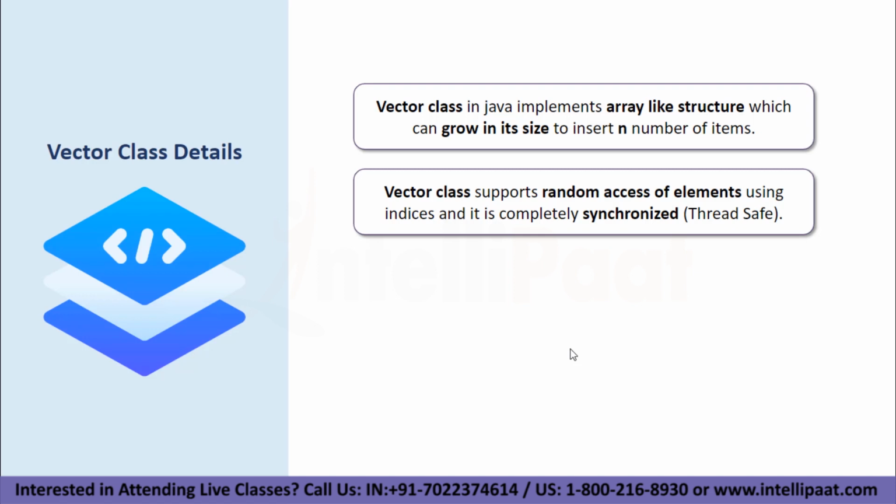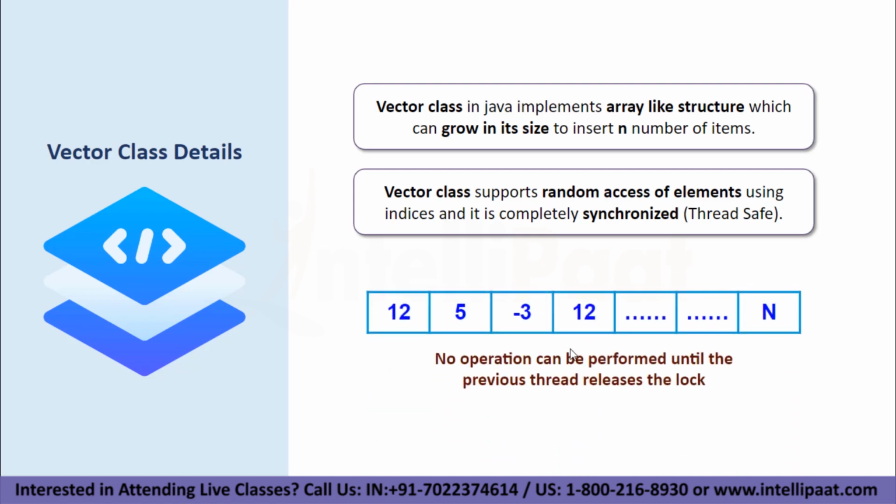Because of this distinctive feature of a vector, you can expect a poor performance while adding, searching, deleting and updating its elements. However, there is also one positive side of this synchronization. It makes this data structure thread safe. Thread safety simply means that only one thread can work on a vector at a time, and all the other threads cannot perform operations on it until the first thread releases its lock.